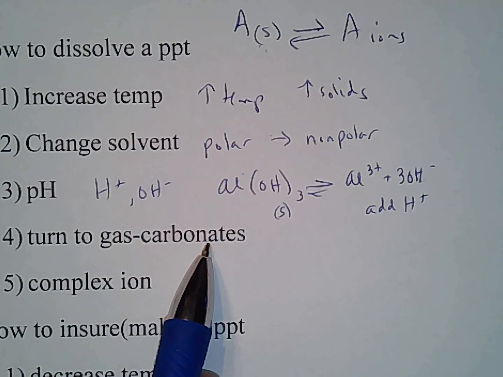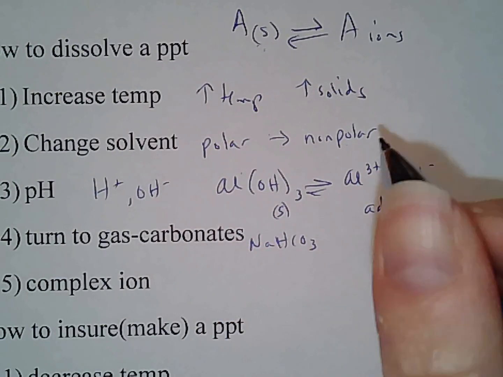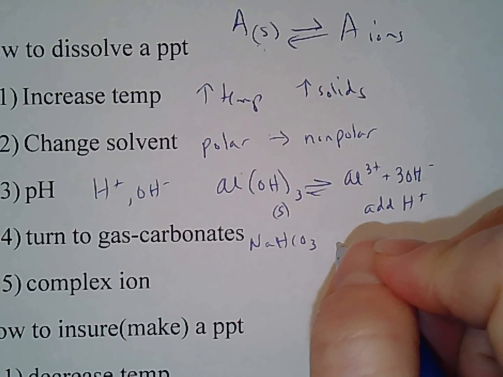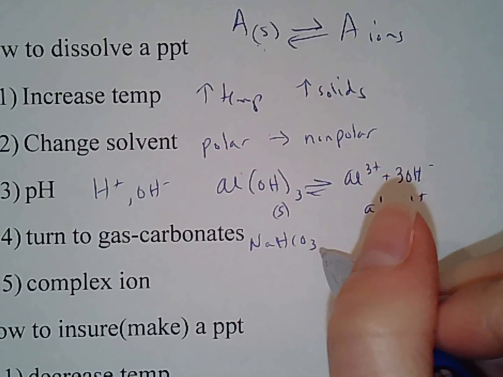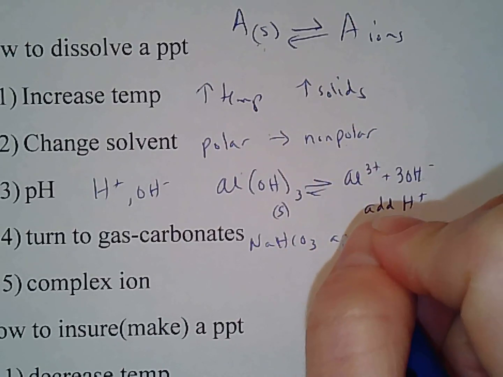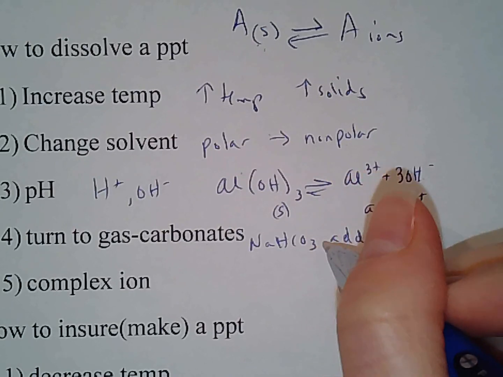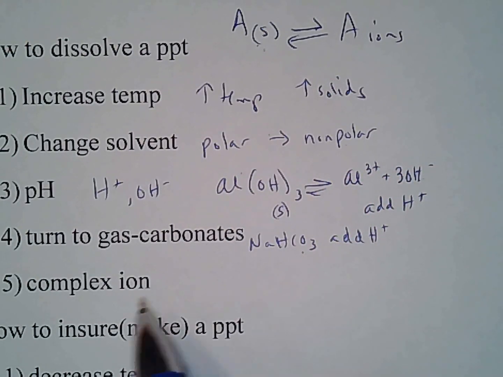The other one that we didn't really talk about are carbonates. So something like sodium hydrogen carbonate. If I add this, it is going to be releasing an H and acting like an acid. So if I add an acid to this, I will get the CO2 to come out, and you would see that this actually will dissolve more.